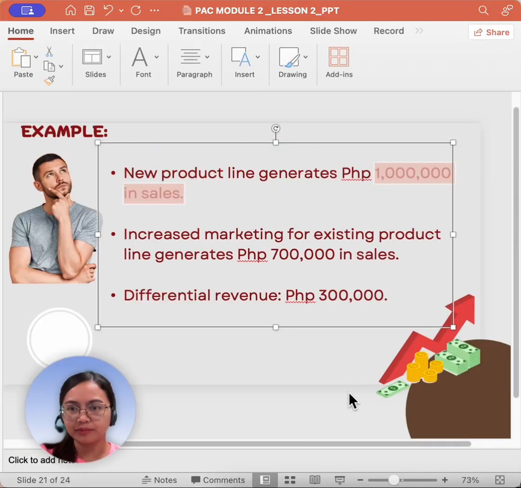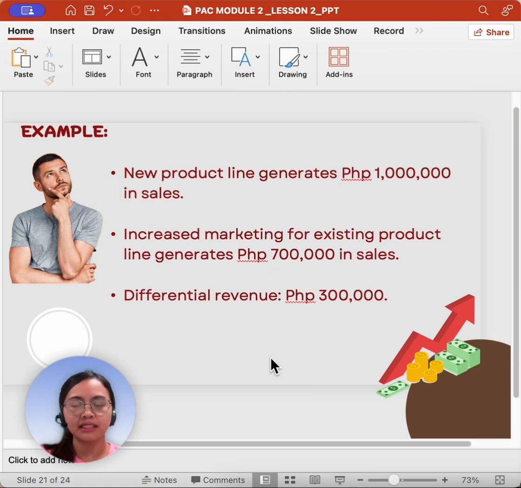Okay, for example, a new product line generates 1 million in sales. And if you increase marketing for the existing product, it will generate 700,000 in sales. Therefore, the differential revenue is 300,000. So what does it imply? The higher revenue from the new product line: introducing a new product resulted in 300,000 more revenue than just increasing marketing for the existing product.